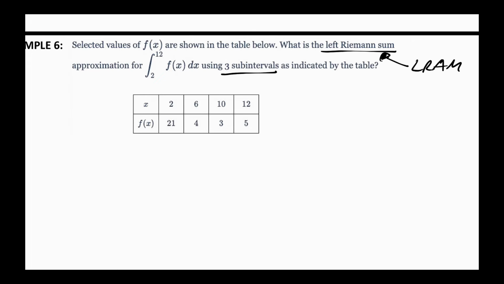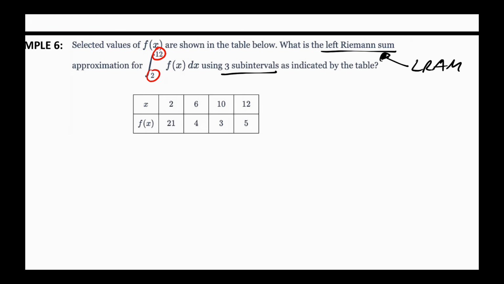3 subintervals from 2 to 12. So how wide is our overall bounds? Not each rectangle, but overall. How wide is the total section we need to find the area of? 10, right? 10 units from 2 to 12.